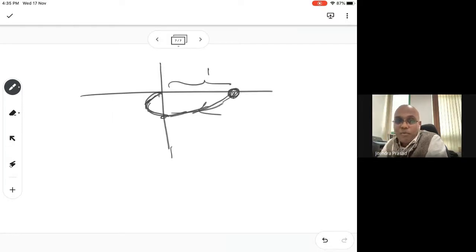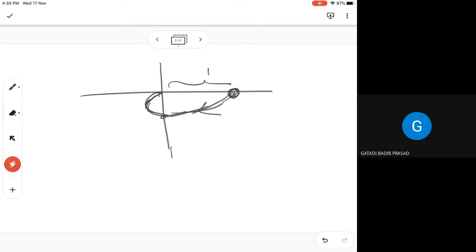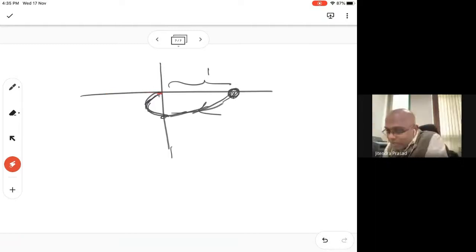Okay. Got it? 180 degree is like this. If you tend to this point here, it will be 180 degree. Got it? I mean, it's not about tangent basically. We should not think that way actually.